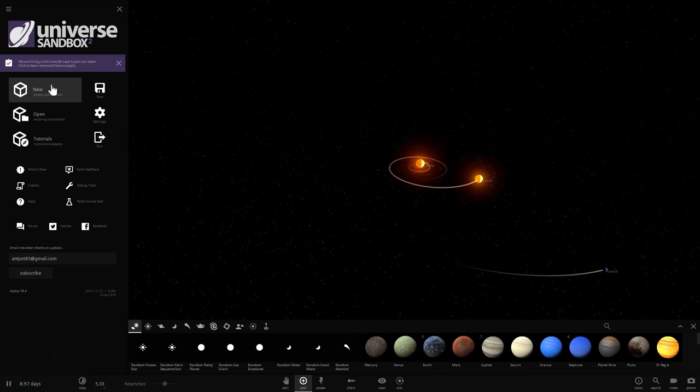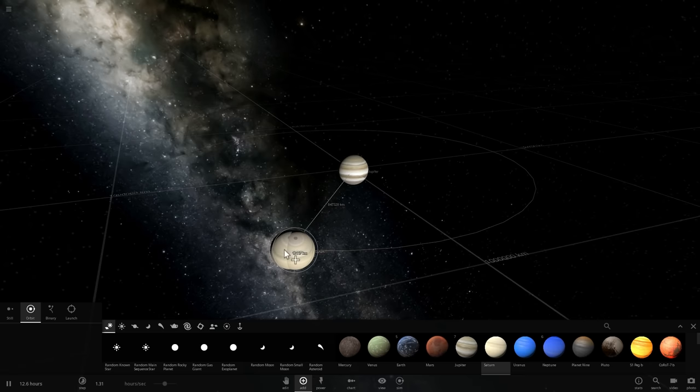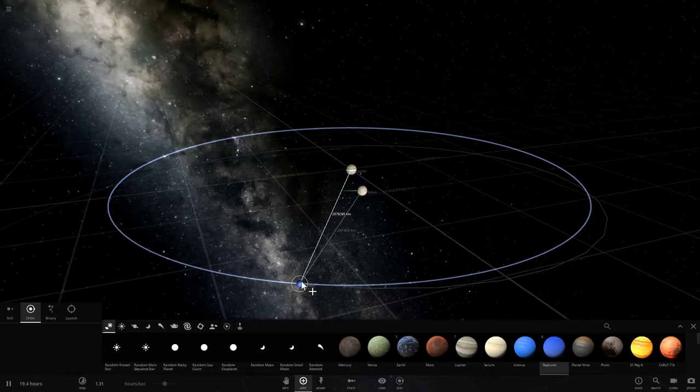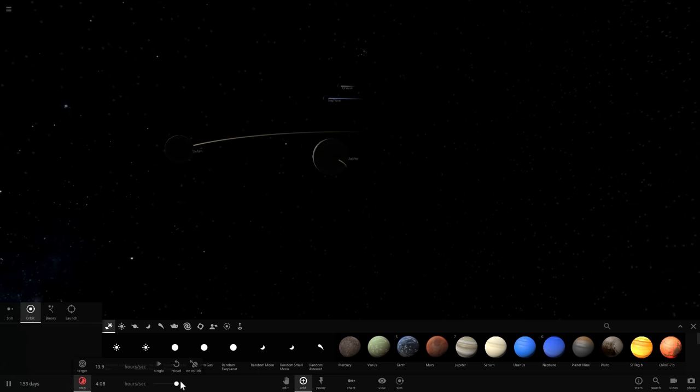Let's place Jupiter in the middle again. And this time we're just going to use normal orbits and place Saturn around it. Then Neptune will be next, a little bit farther away. And then Uranus. Let's see if this actually works. So we're going to wait right here, wait a few in-game weeks, and see if this works.